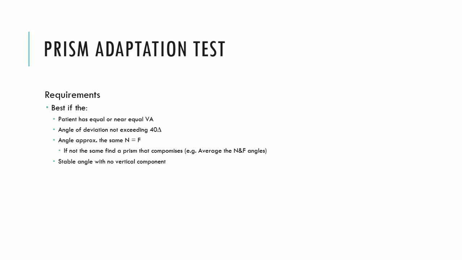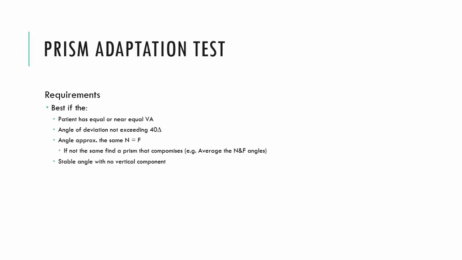So before I tell you the procedure, let's just talk about who can we perform this test on. First, we need patients who have equal or nearly equal vision, so a line difference as an example would be okay. The angle of the deviation shouldn't exceed more than 40 diopters, and generally it's best if there is no near distance disparity, which means that the near and far angle of the deviation is the same.